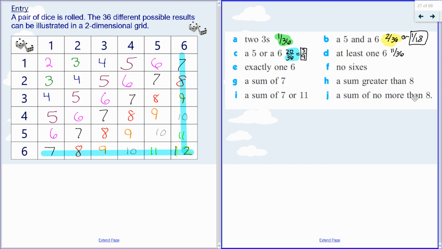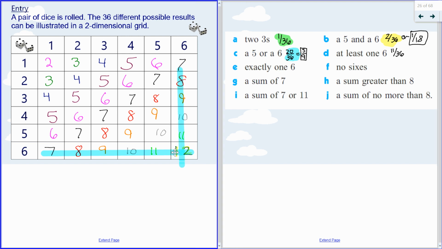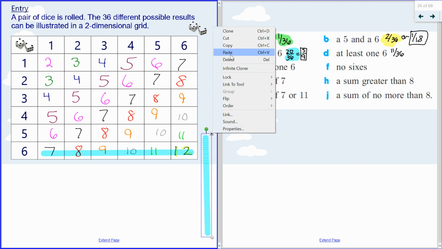So all of those are at least 1 six. So this whole grid is coming in very handy because I'm counting at least 1 six. Here's a 1 and a 6, so I rolled at least 1 six. All right, I wish I was there to answer your questions, but hopefully that is making sense.